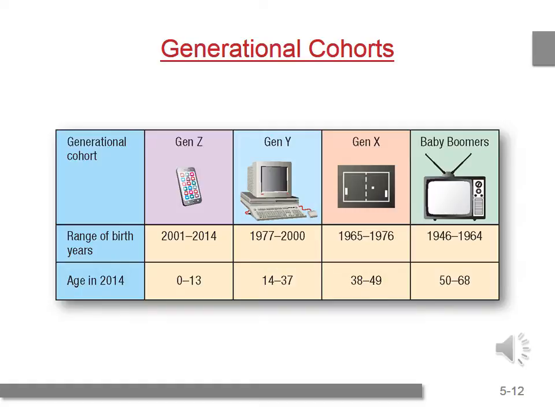I want us to examine the generational cohorts. I want you to begin by brainstorming a list of the defining characteristics of your generation. Now that you've done that, I want you to compare your generation. Is it different from the previous generation, such as your parents, the baby boomers? What environmental forces have had the most important impact on your generation?